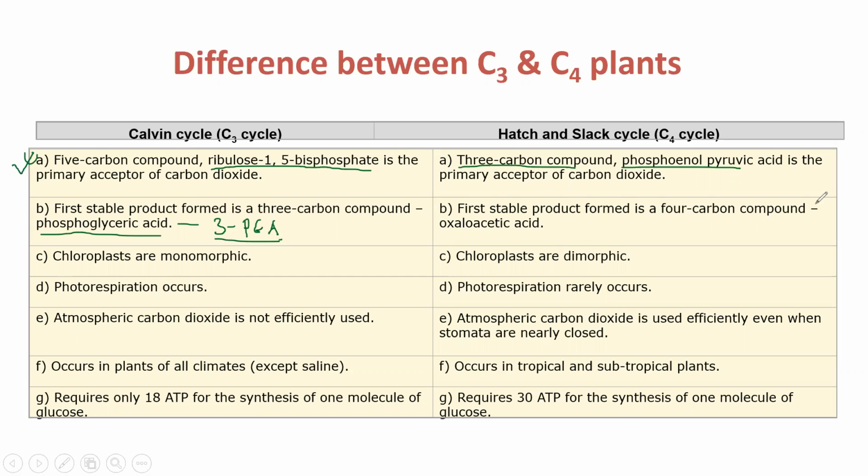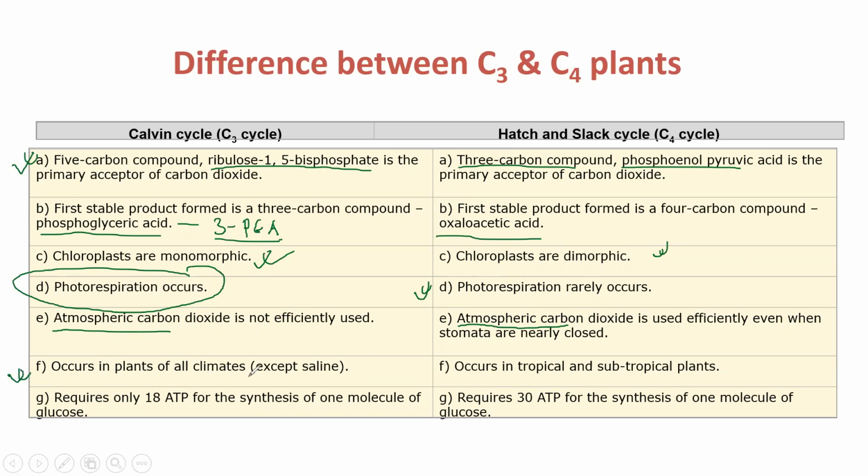In C4, it is a 4-carbon compound, that is oxaloacetic acid. Chloroplasts are monomorphic in C3, but dimorphic in C4. That is very important. C3 is known for the presence of photorespiration. But here photorespiration rarely occurs, or it is absent. So here what happens, atmospheric carbon dioxide is not efficiently used in C3 due to the presence of photorespiration. We will discuss it in more detail. But as far as C4 is concerned, atmospheric carbon dioxide is used efficiently.